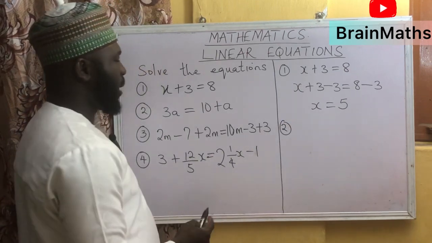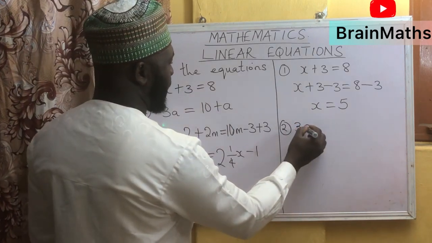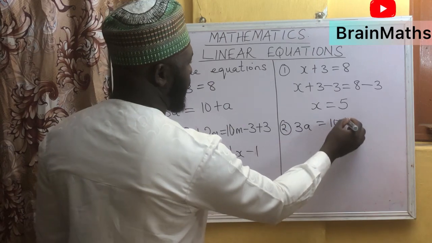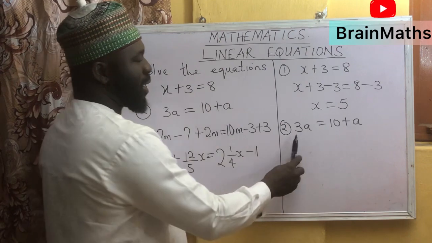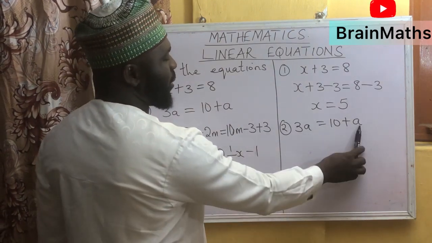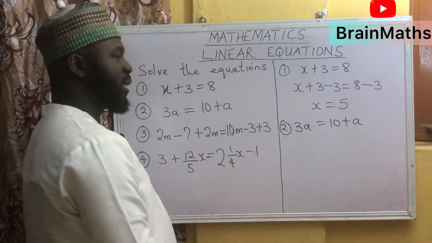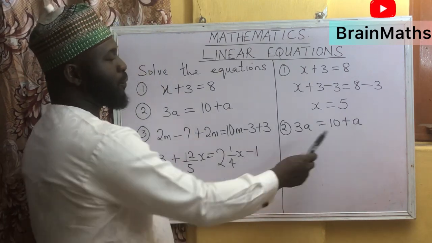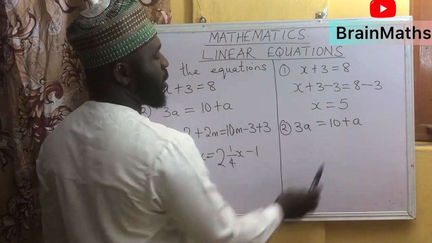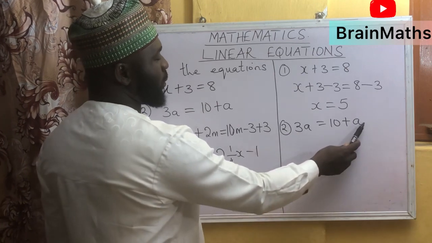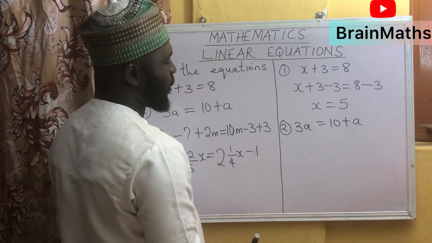Let's look at question number 2. This one says 3a equals 10 plus a. Now, if you look at this, we have 3a on this side and we have another a on the other side. We need to bring them together because they are like terms. So, in order for us to remove a from this side, we need a negative a. And that negative a will also be applied on the left hand side.